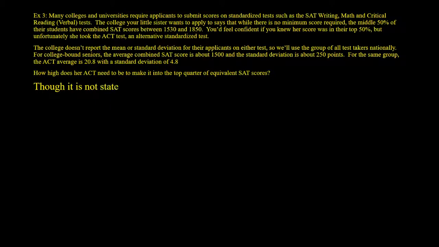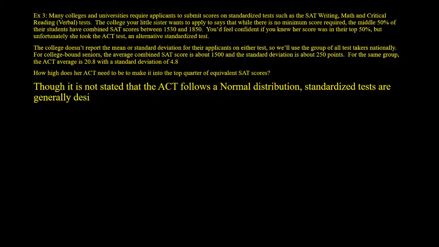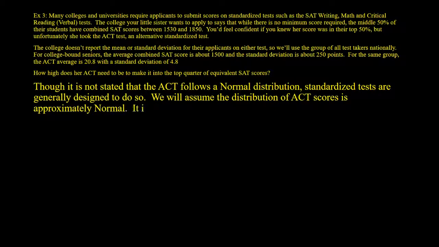Though it is not stated that the ACT follows a normal distribution, standardized tests are generally designed to do so. We will assume the distribution of ACT scores is approximately normal. It is okay to proceed. Always check. In this case, we don't have the evidence. We'd like to see a histogram that's unimodal and symmetric really to tell if it's normal. We're not given that. We're not told it's normal. But the way standardized tests are designed, it's fair to assume that. So we need to state that.